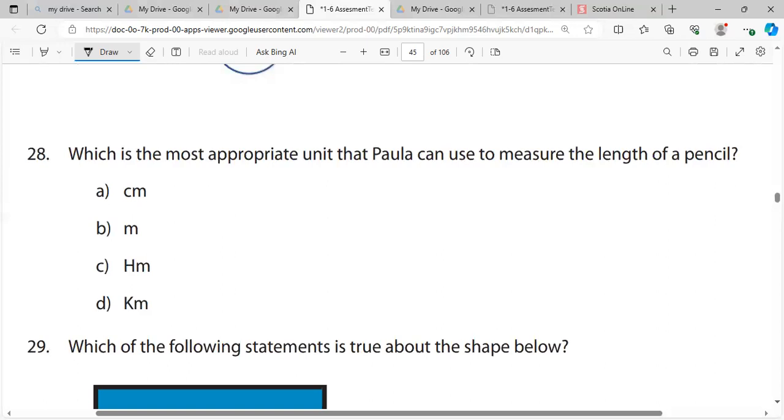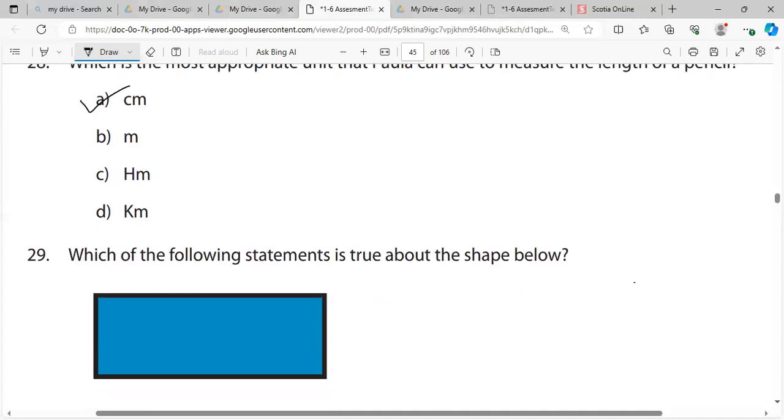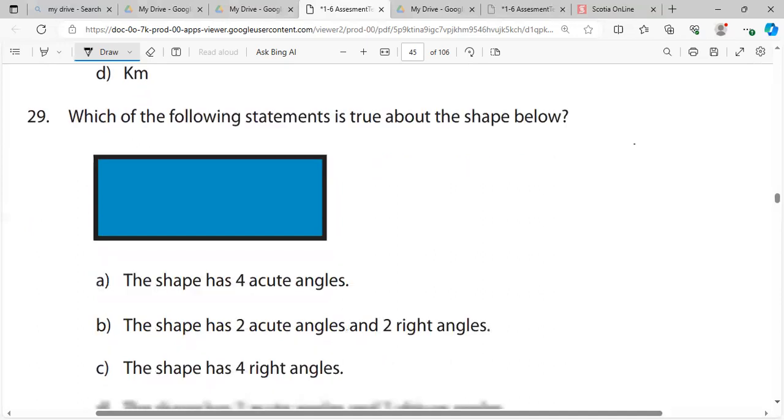Let's move on to 28, which is the most appropriate unit that Paula can use to measure the length of a pencil. Centimeter, meter, hectometer, kilometer. I would say centimeter would be suitable. What do you guys think? Millimeter is too small.